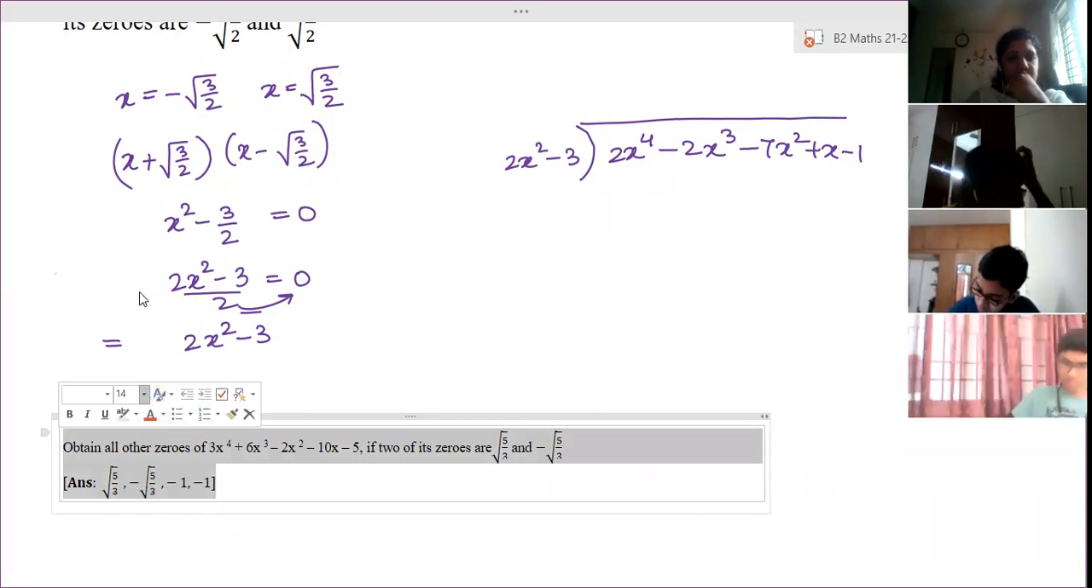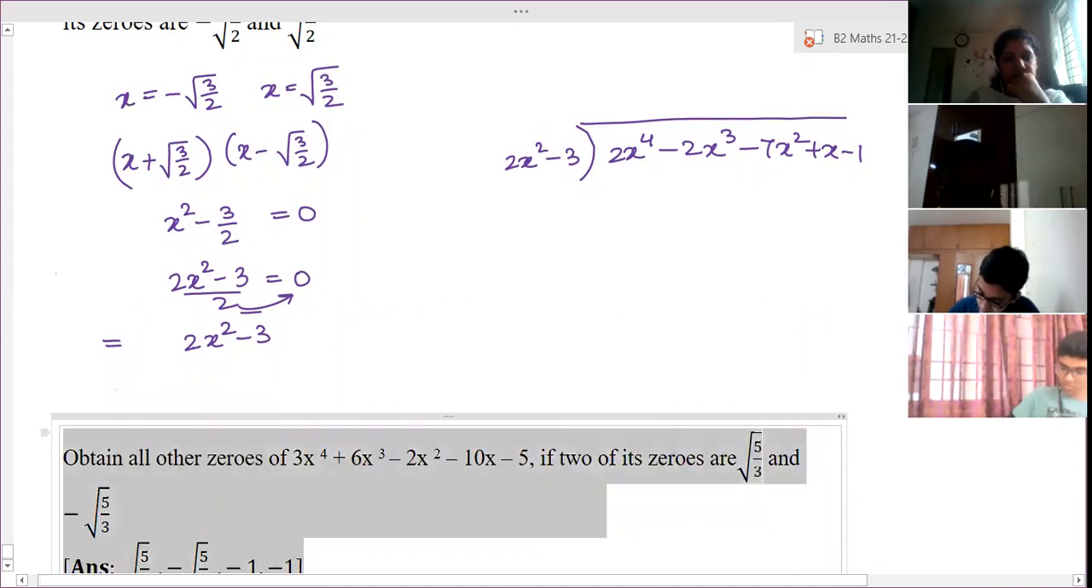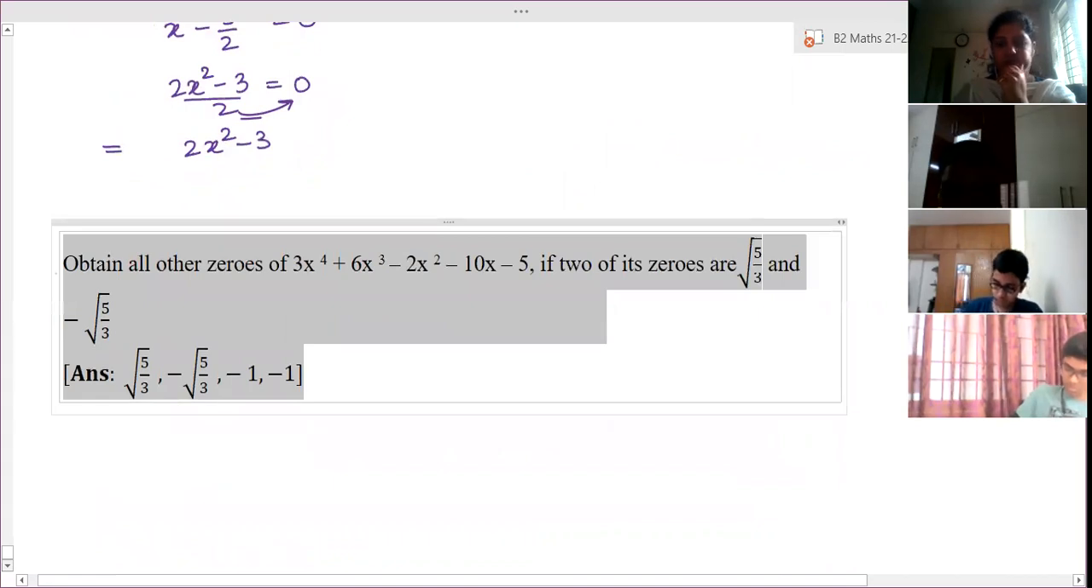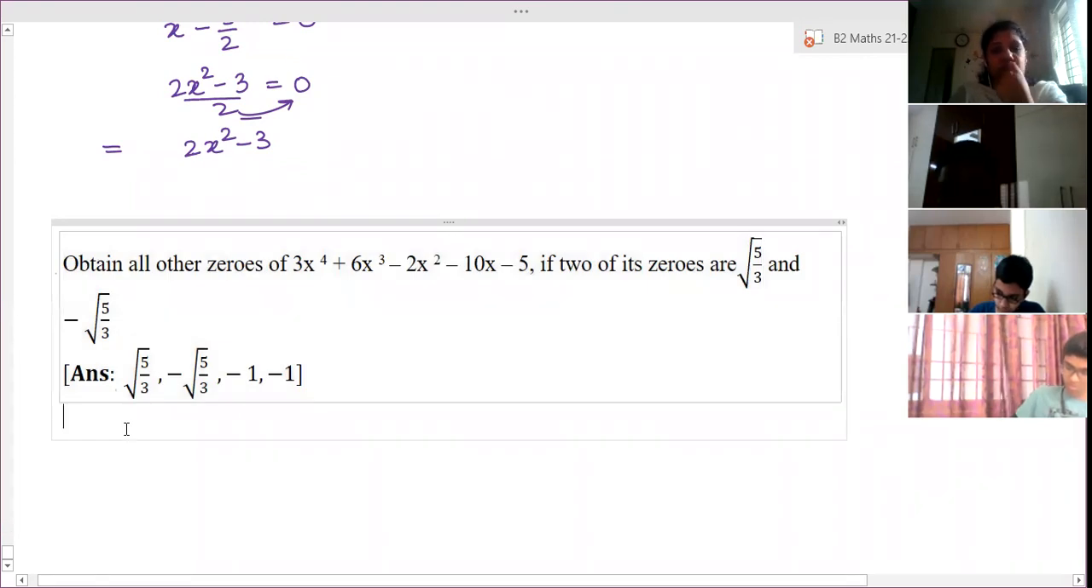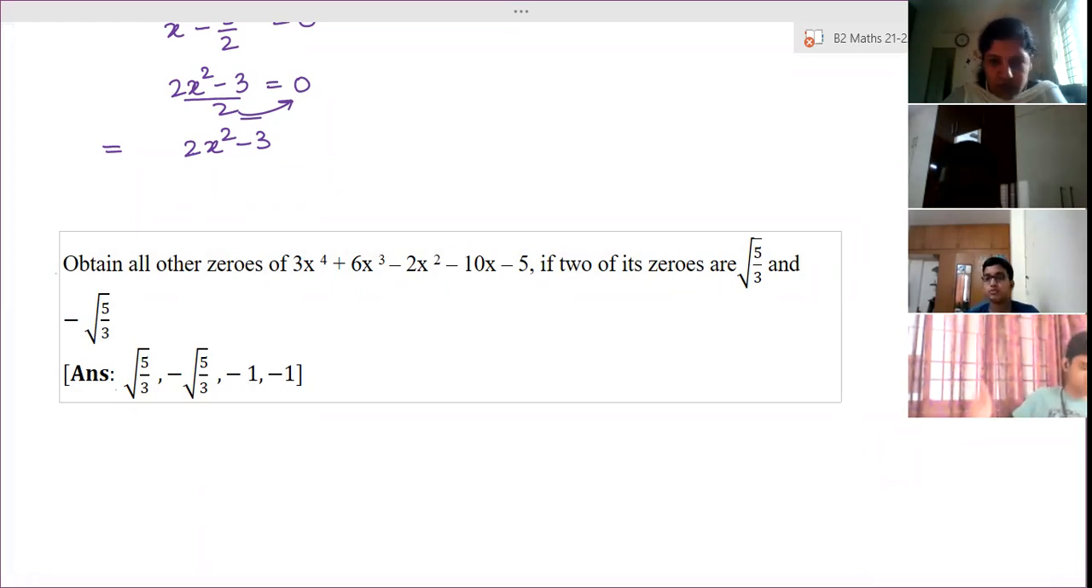Ma'am, we did the 71st question now, right? Yeah. Then the next one is the 72nd one, right? Yeah. The answer to the 71st one: minus 1, 2, minus root 3 by 2, and root 3 by 2. Ma'am, I got 1 and minus 2 instead of minus 1 and 2. Minus 1 and 2 is the answer.